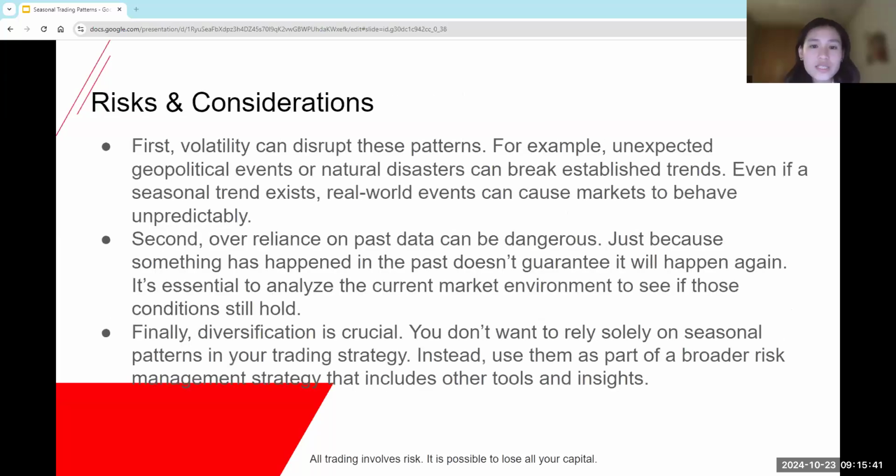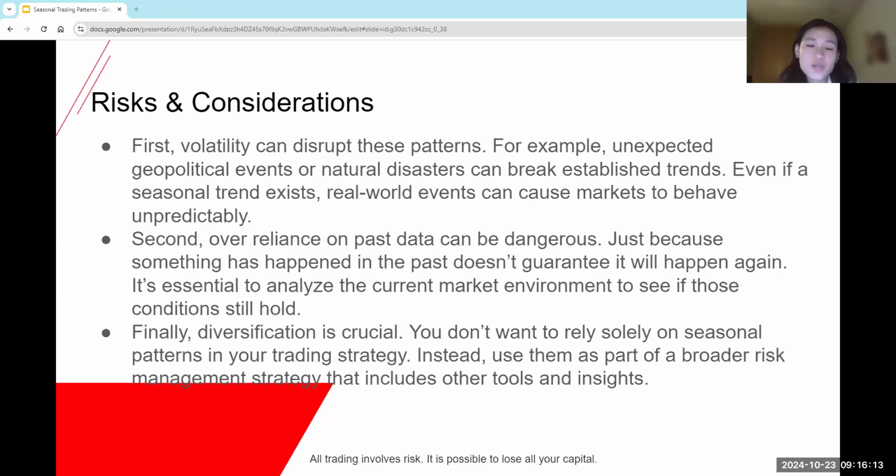Okay, next let's look at some of the risks involved with trading seasonal patterns. Firstly is volatility. So volatility can disrupt these patterns. The example here is that unexpected geopolitical events, so like your wars or natural disasters, can break established trends. Even if a seasonal trend exists, real world events can cause markets to behave unpredictably.